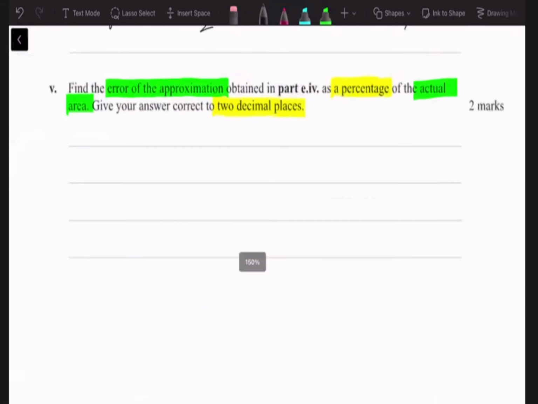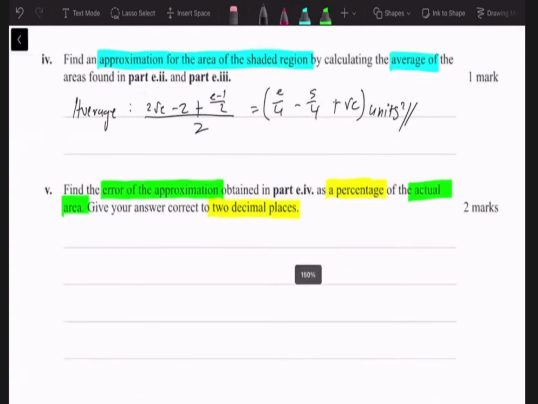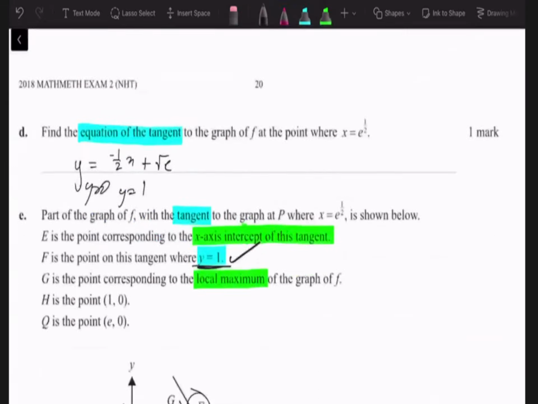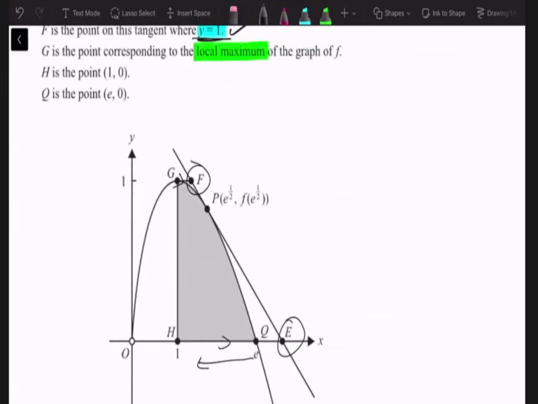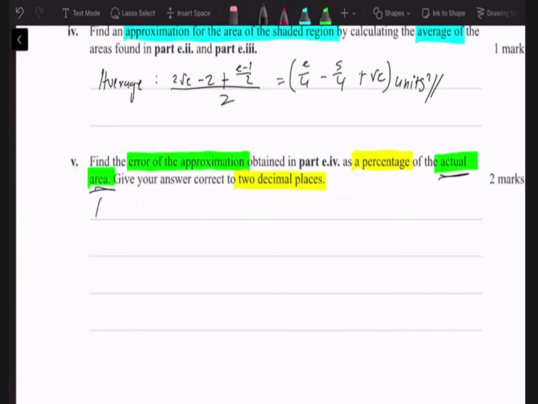So now you have to find the error of approximation, obtaining part E as a percentage of the actual area. So this requires you to find the actual area. If we look back at the graph, the actual area is going to be the area under the graph from E to A. So actual area is the integral from e to 1 of f(x) dx, which comes out to e squared minus 3 on 4.